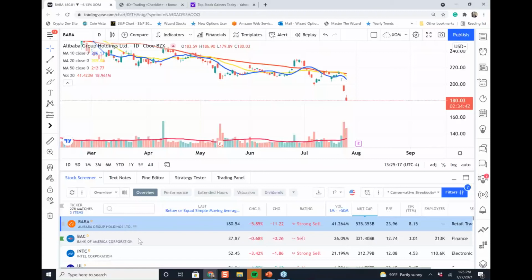Bank of America is the next one on the list. What do you think we're going to see? It's going to look the same pretty much as Alibaba. See how we're below everything? Up and down the line. Intel. So Bank of America is going to pop up.